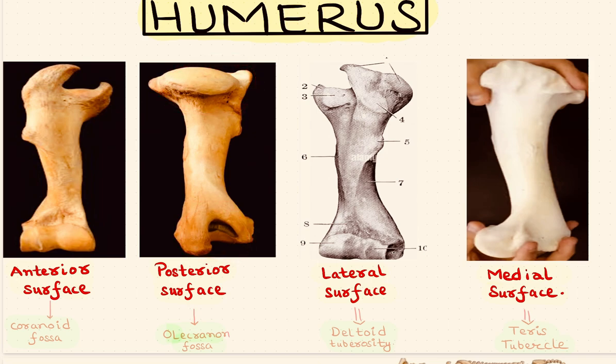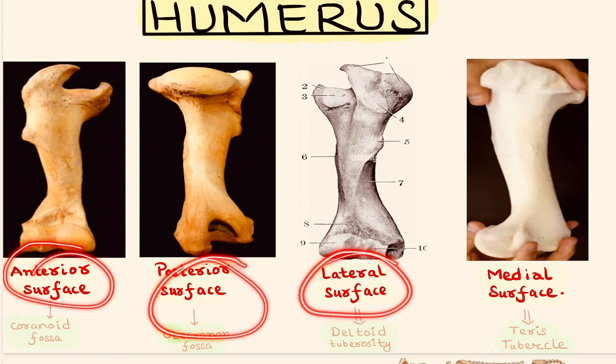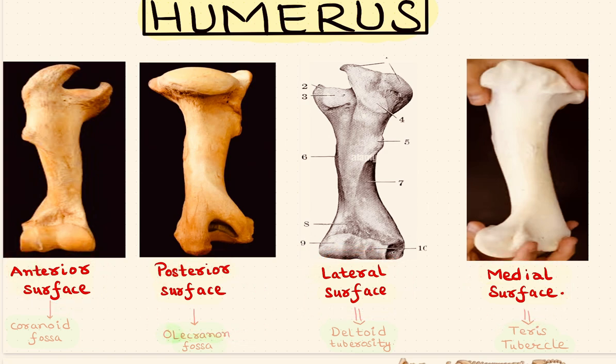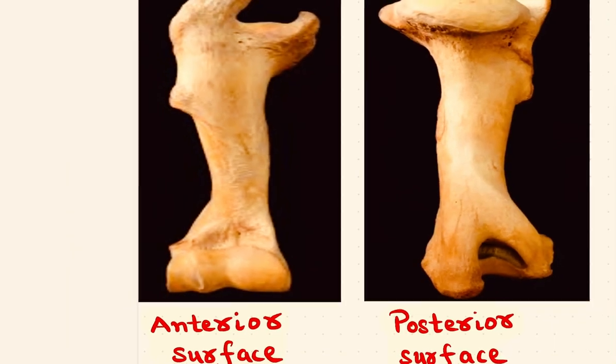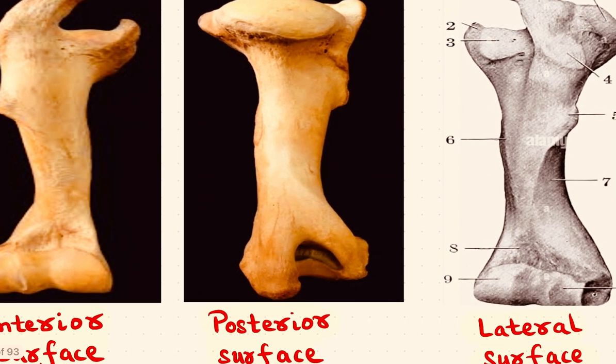Now, there are four surfaces of the humerus bone: anterior surface, posterior surface, lateral surface, and medial surface. How will you recognize these surfaces? Let me tell you one by one. For the anterior surface, firstly, what is the anterior surface? The anterior surface is the surface which is present towards the head region of the animal.